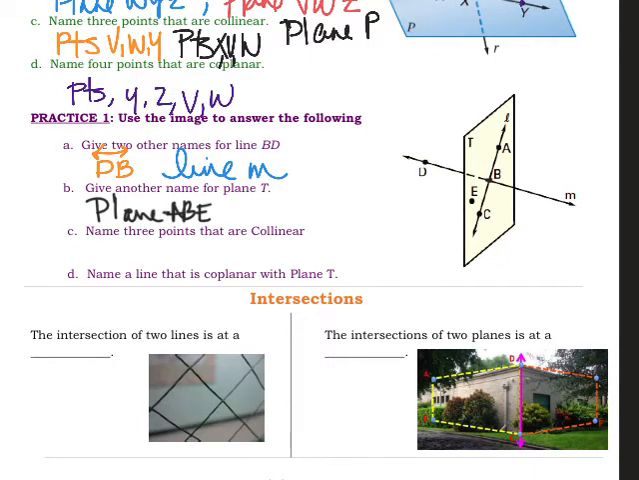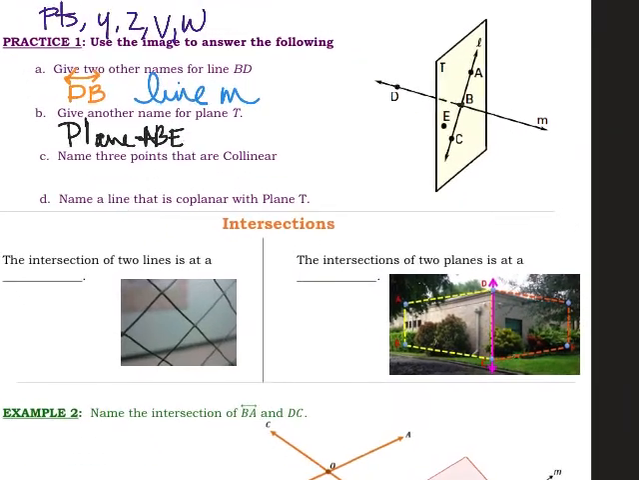Collinear means on the same line. Yes. We don't want it to be collinear when we're naming a plane. We want it to be non-collinear. All right. Next question. Oh, I already named that one. Okay, let's go to the next one. Naming collinear points. Who would like to give me the name of collinear points? Catherine.